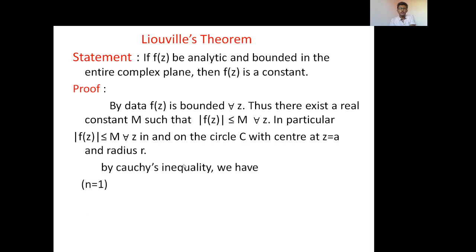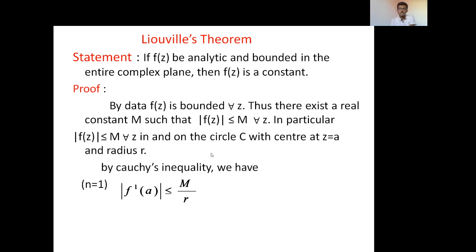Also, since f(z) is analytic on the complex plane, it is analytic on this circle too. Hence, by Cauchy's inequality, the modulus of f^(n)(a) is less than or equal to M times n factorial divided by r to the power n. In particular, if we take n equal to 1, then n factorial is 1 and r^n is r. So |f'(a)| is less than or equal to M divided by r.